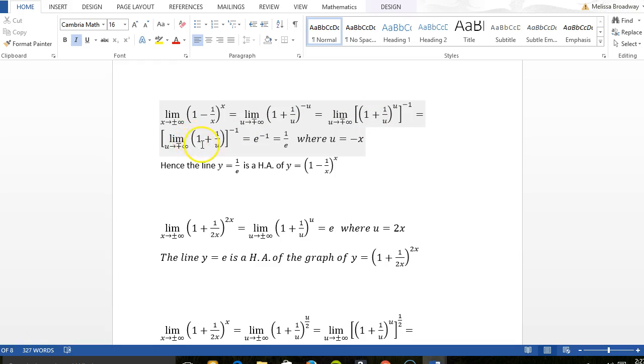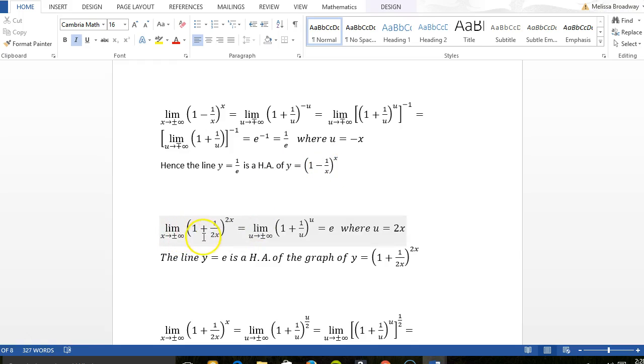By the time I get here, this limit inside here where my cursor is still going to be e. So I get e. Now this negative 1 is still here. It's e to the negative 1 power. But by its very definition, that's 1 over e. And of course, remember, a long, long time ago, we understood that u equaled negative x. So the line y equals 1 over e is a horizontal asymptote of the function y equals this guy right here. Okay, so there's that.